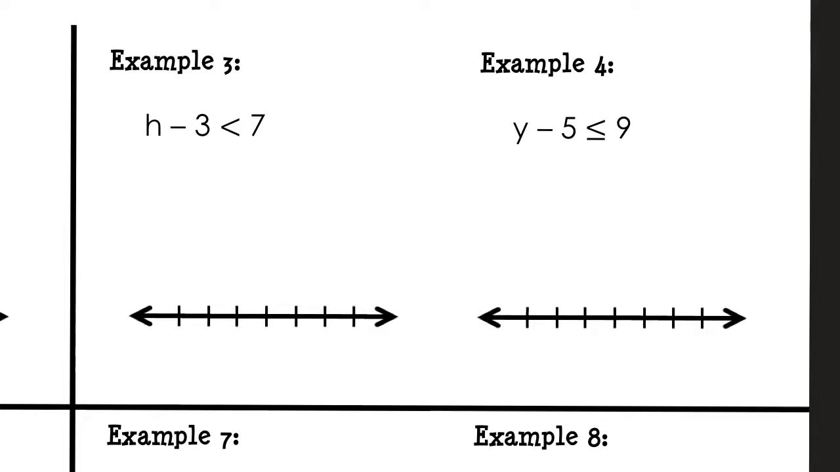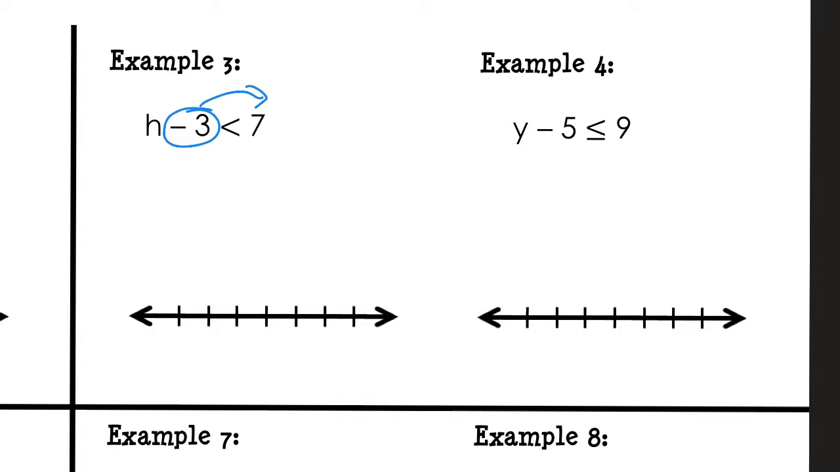And these are all still just single step inequalities, but you can use the same premise for two-step inequalities or multiple step. Same idea as you've been doing with the multiple step equations. So I'm looking at my constant here that I want to move over. So if I look at example 3, I've got h minus 3 is less than 7.